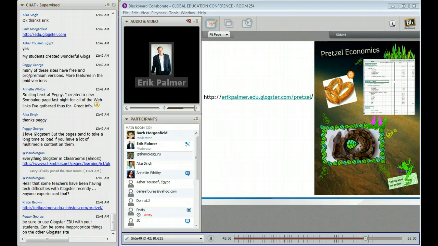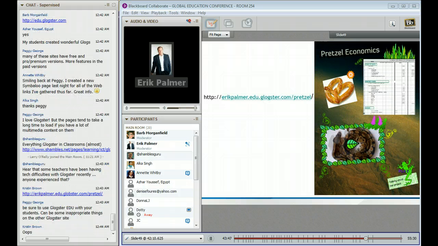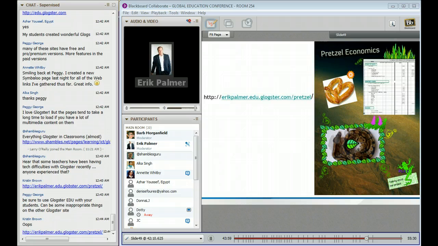There are inappropriate things on the other Glogster sites, so you want to stay with edu.glogster.com. And this, by the way, will have a fee. There's a free account when you go to Glogster. There's also an account where you can control what your kids are doing. That costs a little money. I think it's $30 a year. But the free account, you can still have control of 10 different student posters.